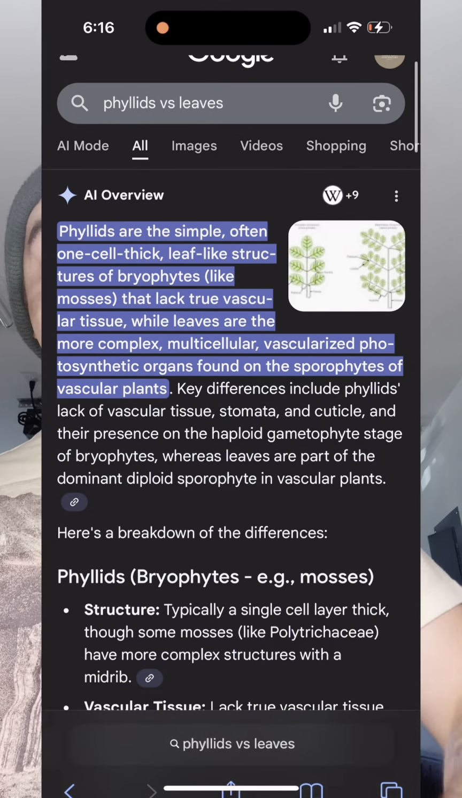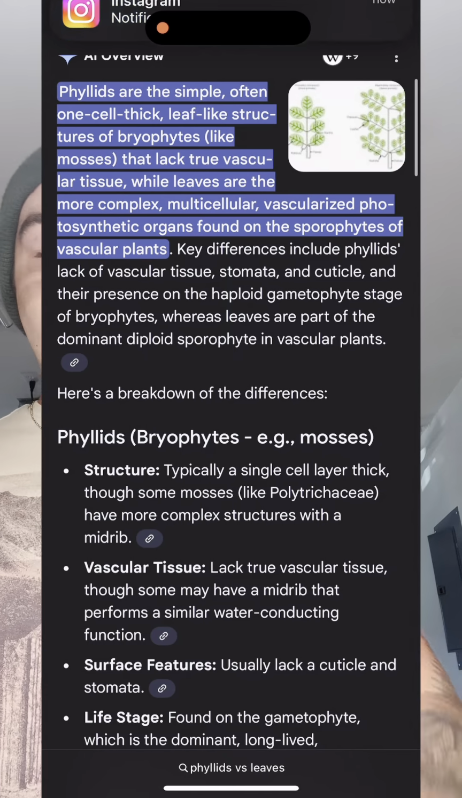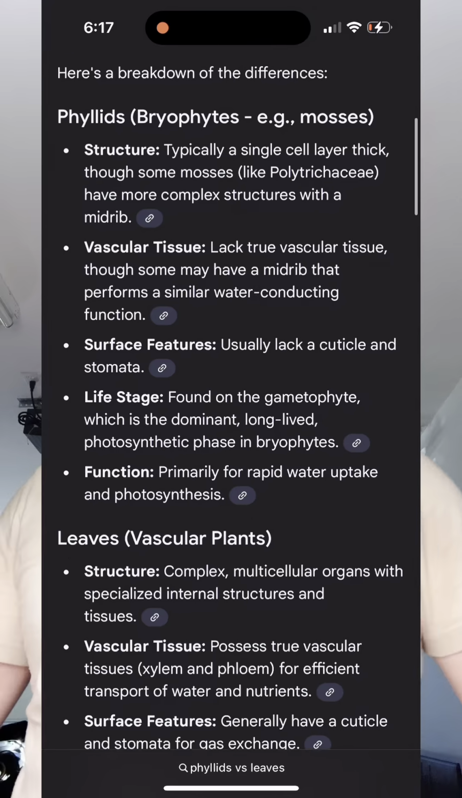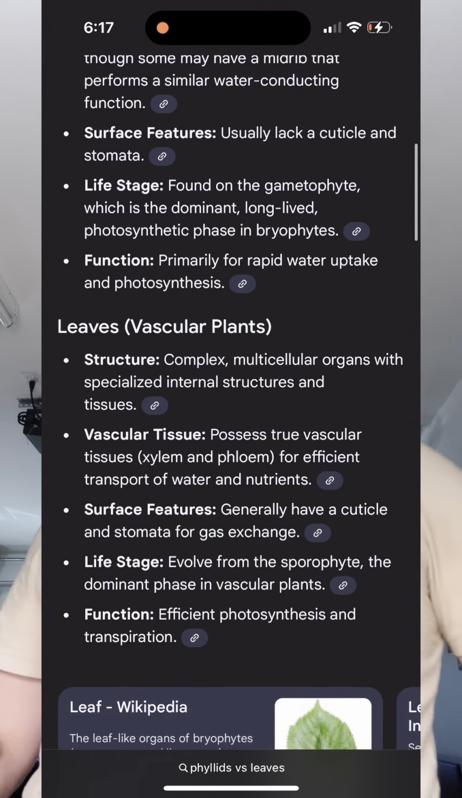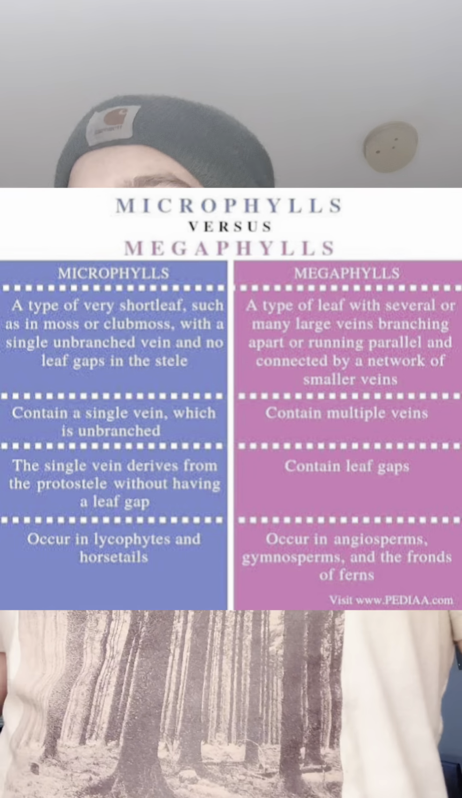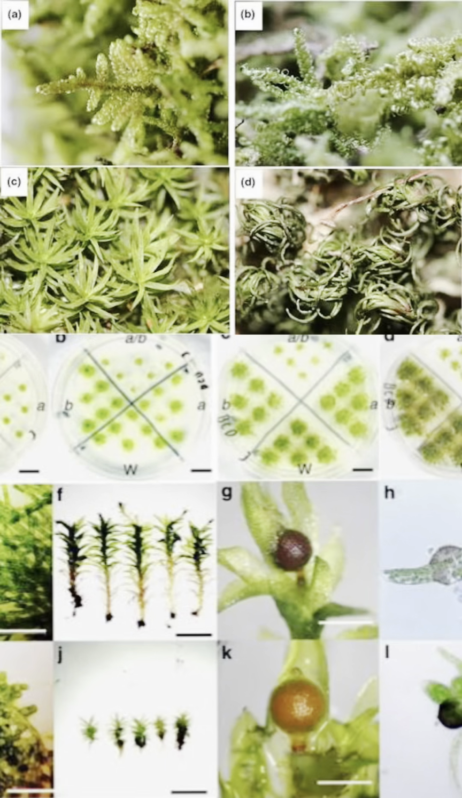Mosses have these amazing little leaf-like structures called phyllids, and they're called phyllids because they're not actually leaves. They don't serve the same functions as leaves, so they're called phyllids, not true leaves. We'll talk about that in a later video, phyllids, microphylls, and megaphylls. True leaves are either microphyllic or megaphyllic. They're not phyllids.